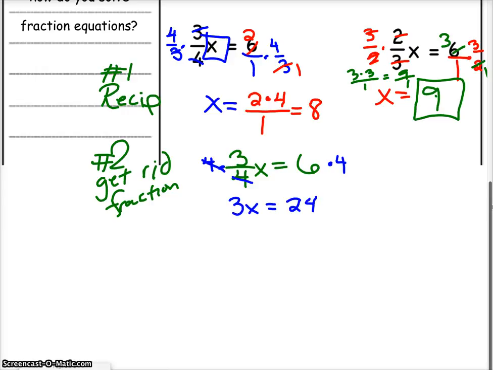Now, how do you move the 3? Divide. X equals, what is that? 8. So that's strategy number 2.